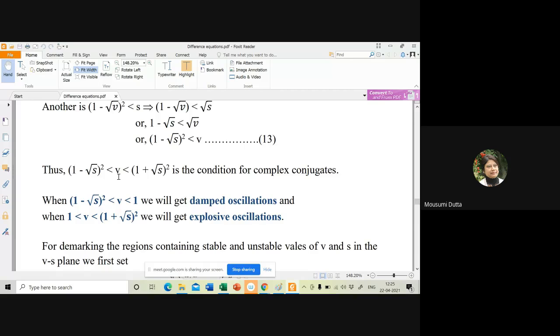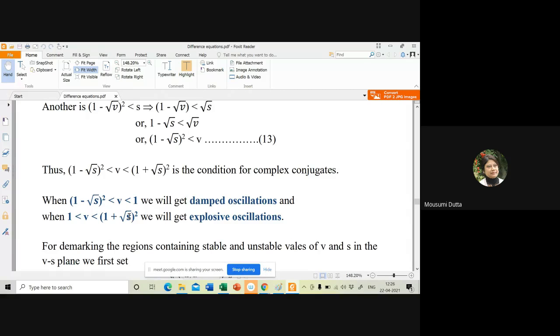So in the first possibility, first I am writing V, then I am bringing 1. In the second possibility, first I am writing 1, then I am bringing V. Because V can be greater than 1, V can be less than 1. And when I'll draw the curve, V can be equal to 1, too. So in that case, we will get something which is a uniform oscillation.